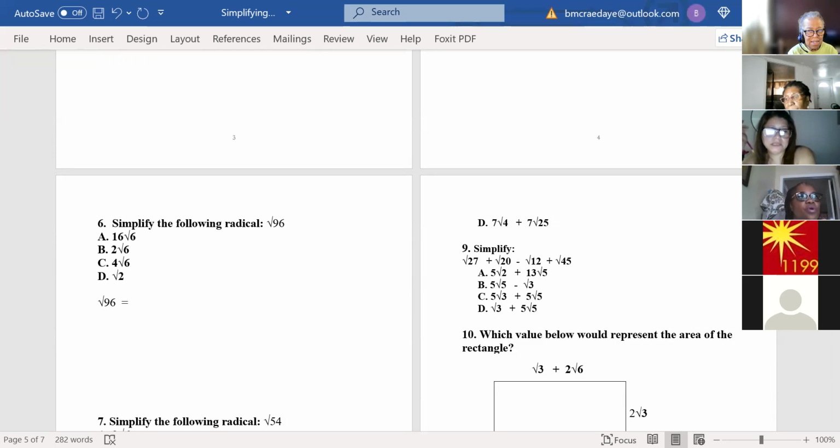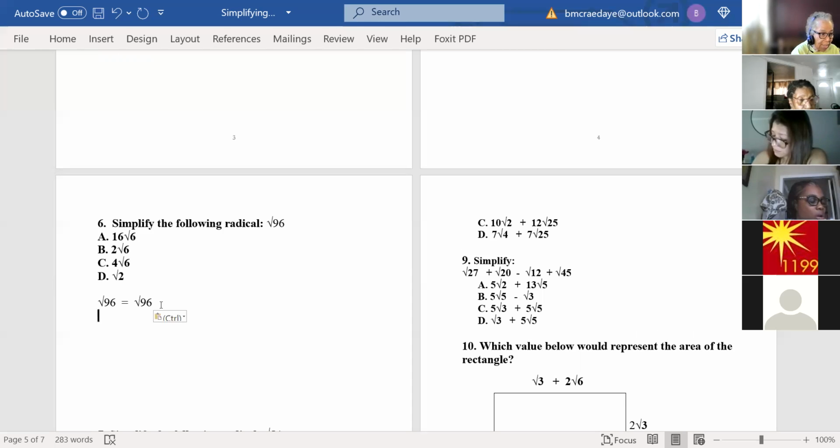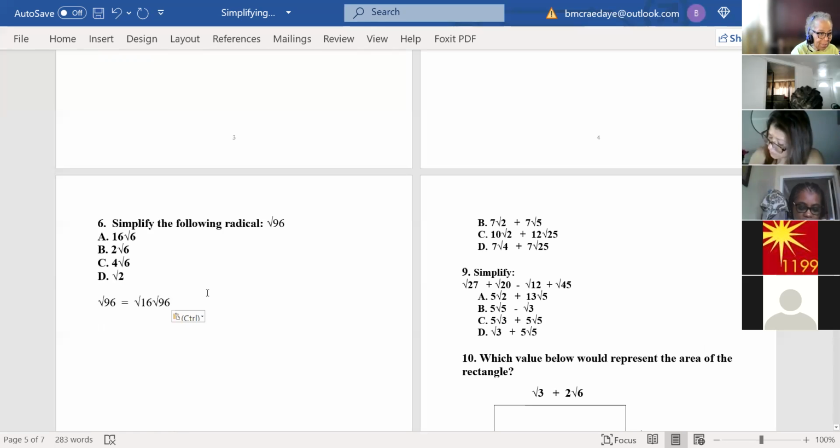16 and 6. What did you say, Chastity? 16 and 6, because 16 has a perfect square root, right? Yes. So Chastity said 16. Let's put 16 and 6. So this will be 16 and 6.